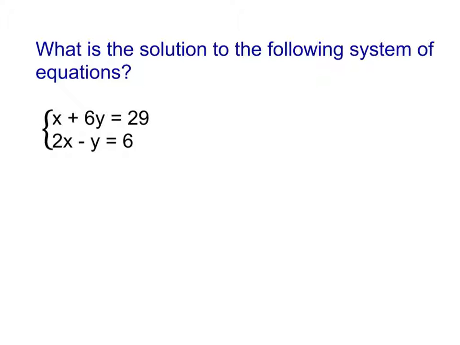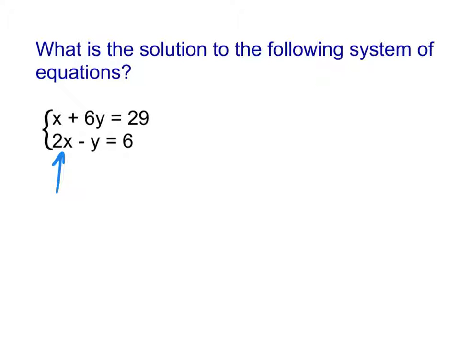And in order to do that, what we're going to do is make it so that one of the variables will add to 0. Now you technically could choose either one, but just for this first one, I'm going to make a choice right now and say we're going to make it so that the x's are going to add up to 0.